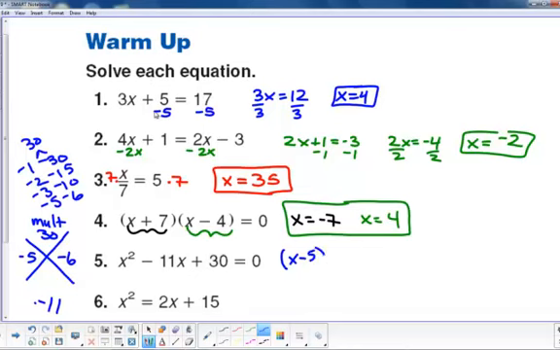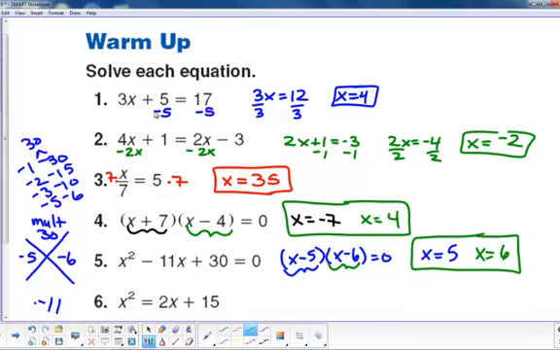So x minus 5, x minus 6 equals 0. So our 2 solutions are 5 for this one and 6 for this one. You can always do the quadratic formula or completing the square also.